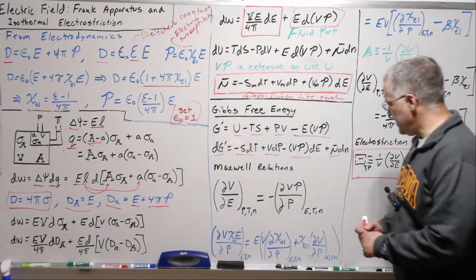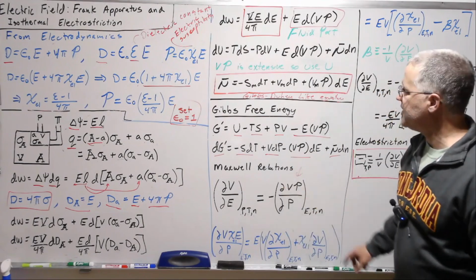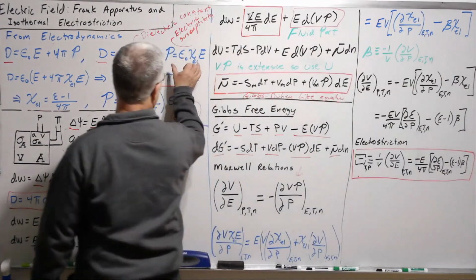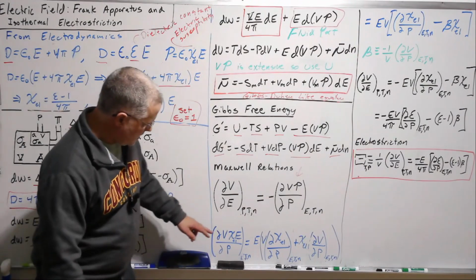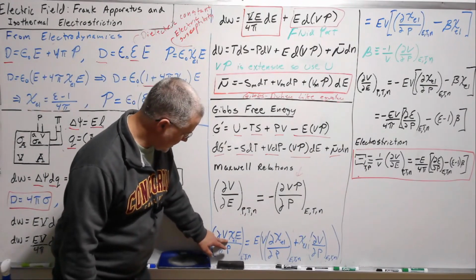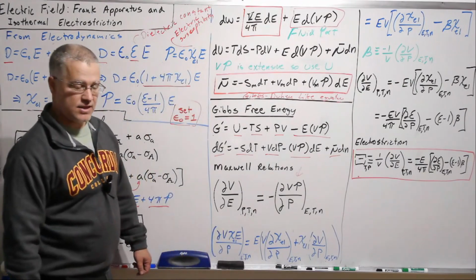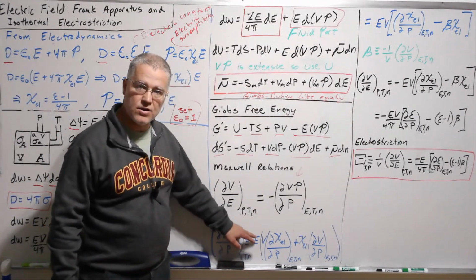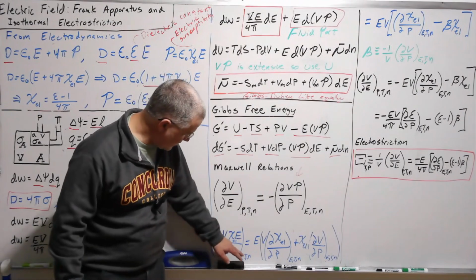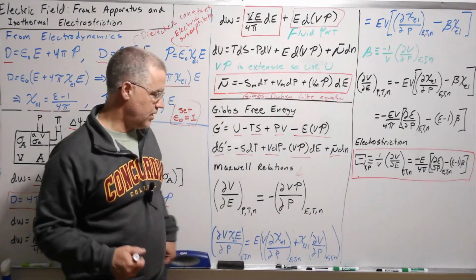Now let's focus in on this term right here. I'm going to substitute in this, but with the permittivity of free space just set to 1. So that just becomes V times the electric susceptibility times the electric field. Now the electric field is constant, because we're under these conditions right here, constant E. So that can come out. We don't need to worry about that.